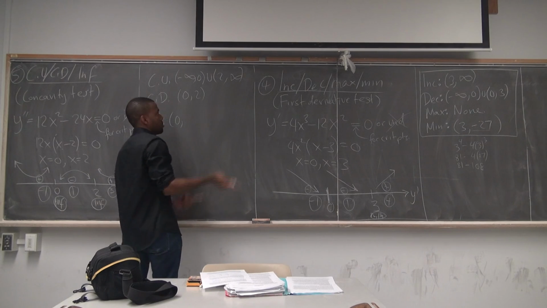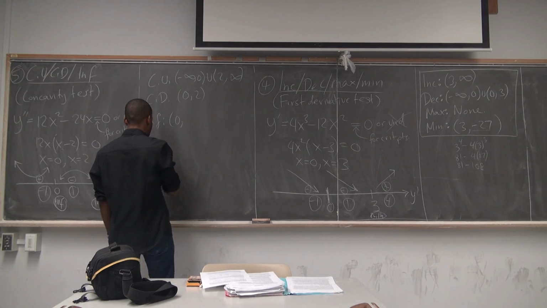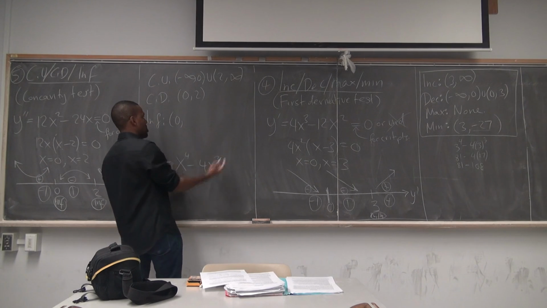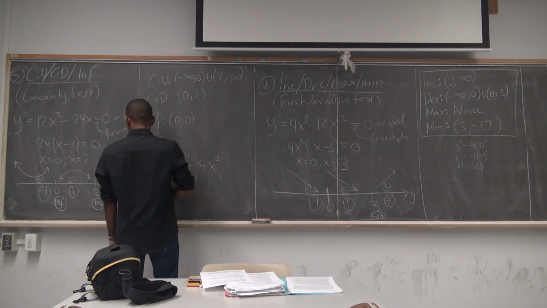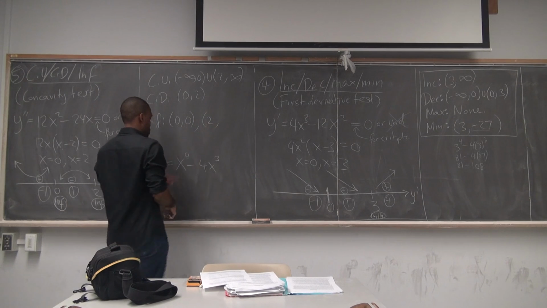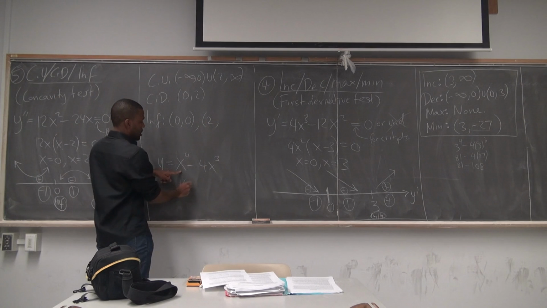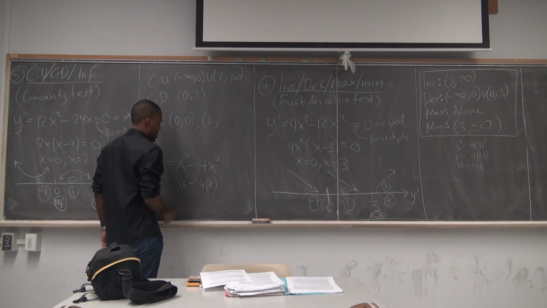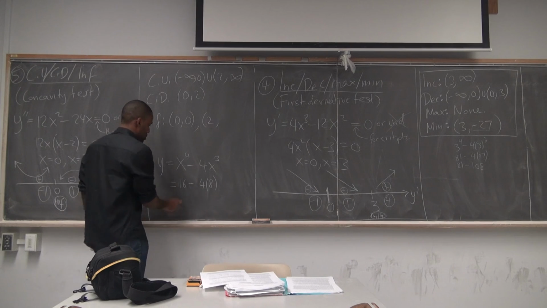You plug into the original. What was the original? It was y equals x to the 4th minus 4x cubed, right? So you plug in 0 here, you get 0. The other one is when you plug in a 2. Plug in 2 here, you would get 16. 2 here, you get 8. That's 4 times 8, which is 32, so 16 minus 32 is minus 16.